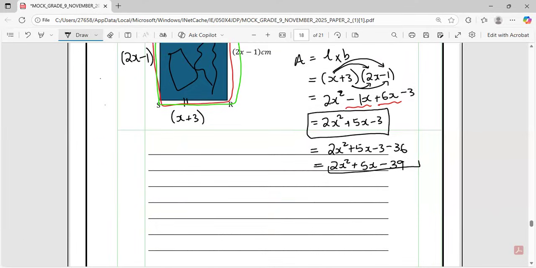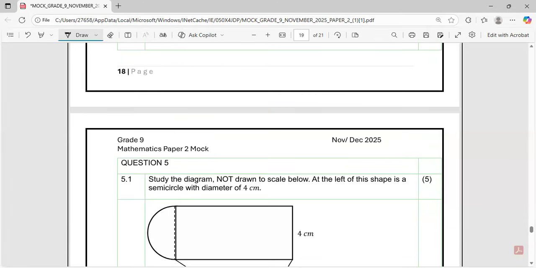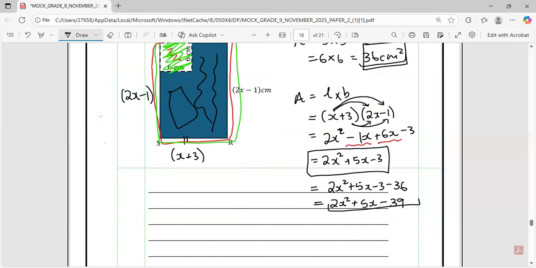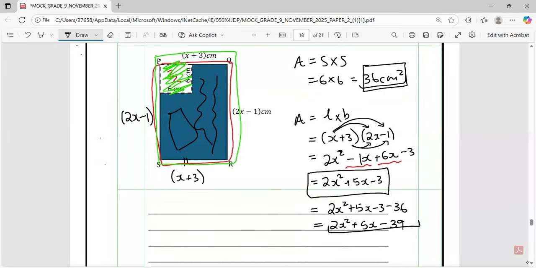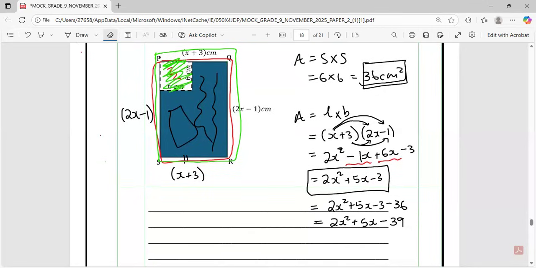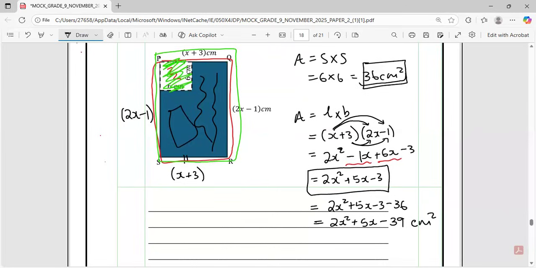So that is also question 2. Do you write the units? Yes, you may write the unit next to 39. If you write the units, it means that you need to have written it here as centimeter squared.